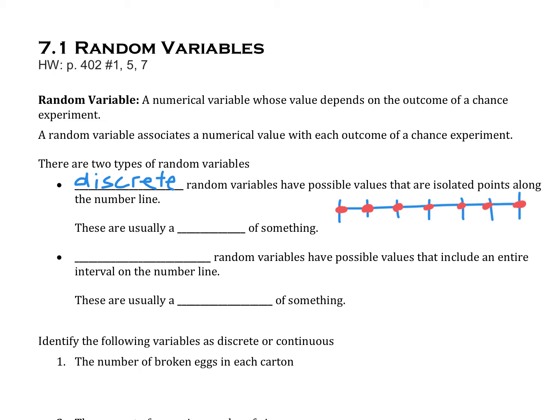Now there are exceptions. One exception I can think of is shoe size. The length of someone's foot is not discrete, but the size that the manufacturer sells, well, that only goes up by half. So shoe size is a discrete random variable. All right, the other type is a continuous random variable. I'm going to draw another number line.